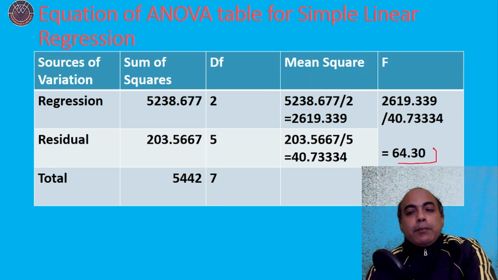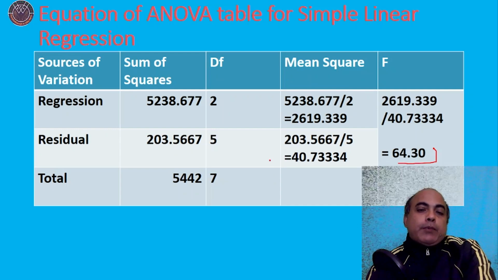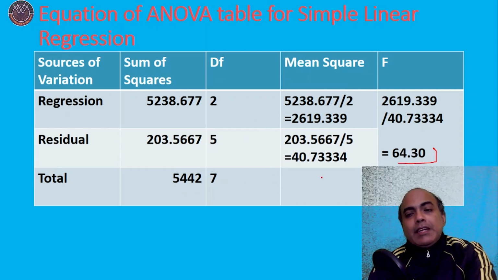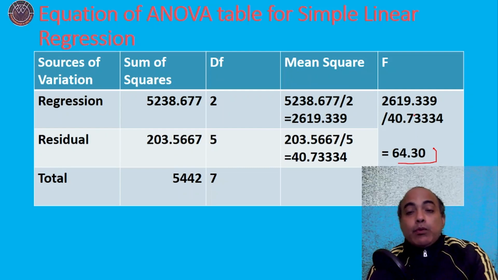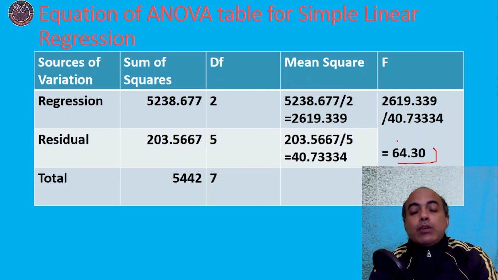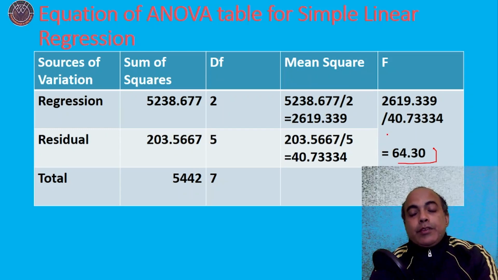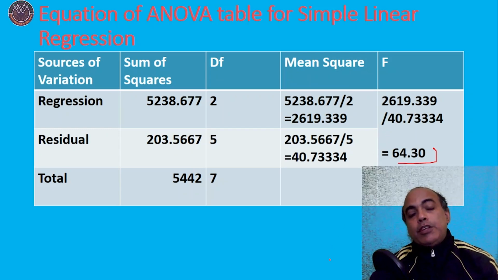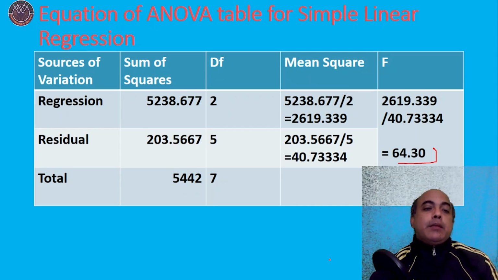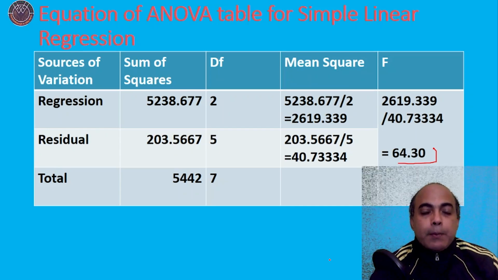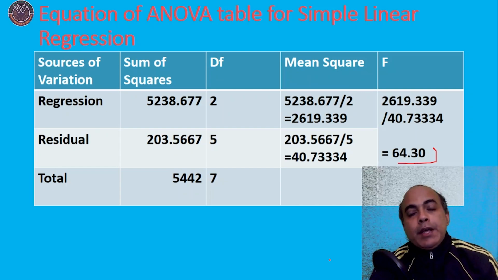While comparing with the standard ANOVA table for 2, 5 degrees of freedom, we see that this value is quite high. That's why we can say that our null hypothesis is rejected, and there is a significant relationship between the independent variables and the dependent variable. That is, our model is capable of predicting y using the x values.